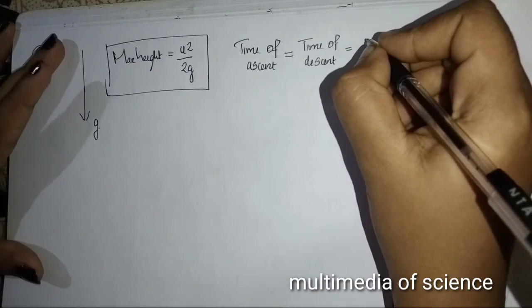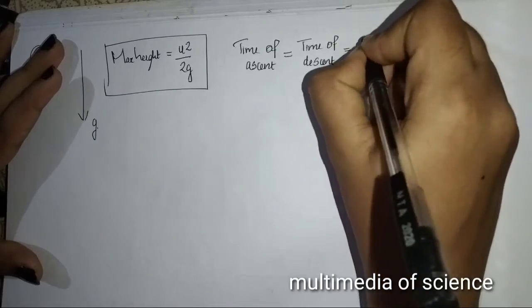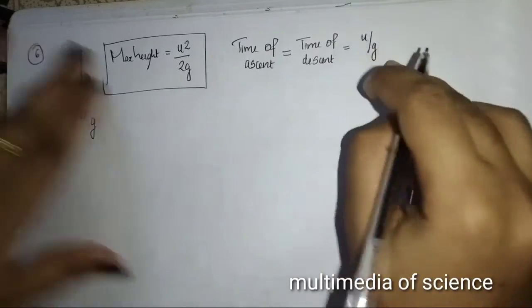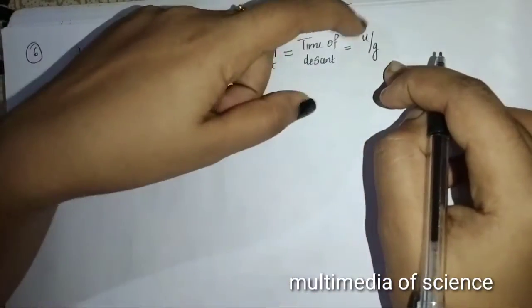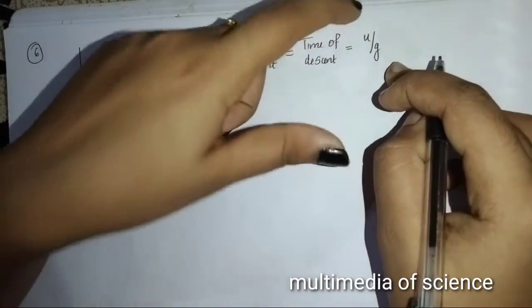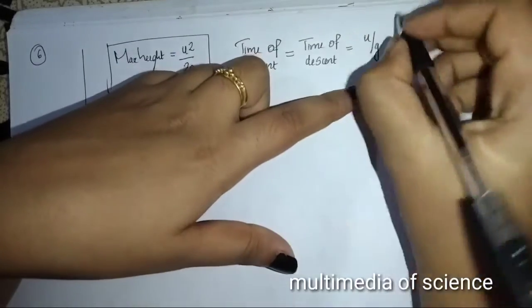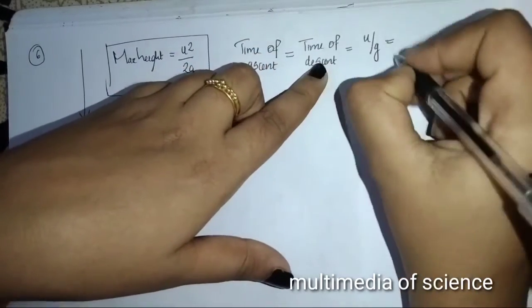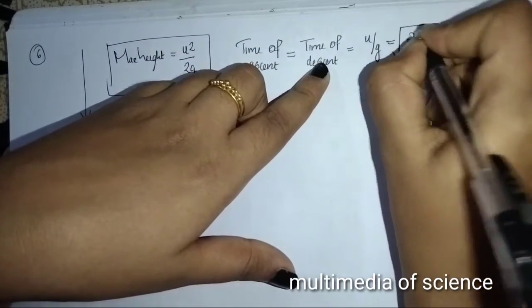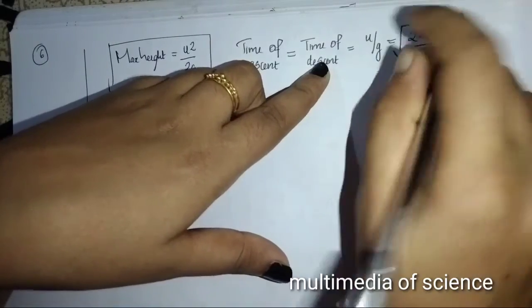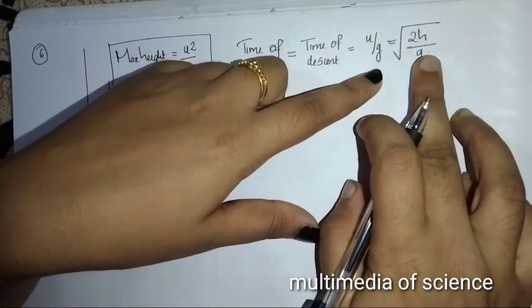Velocity divided by acceleration, here it is u by g. Velocity is equal to what? Time is equal to velocity by acceleration, here u by g, that is equal to the time. Time is equal to root of 2h by g.